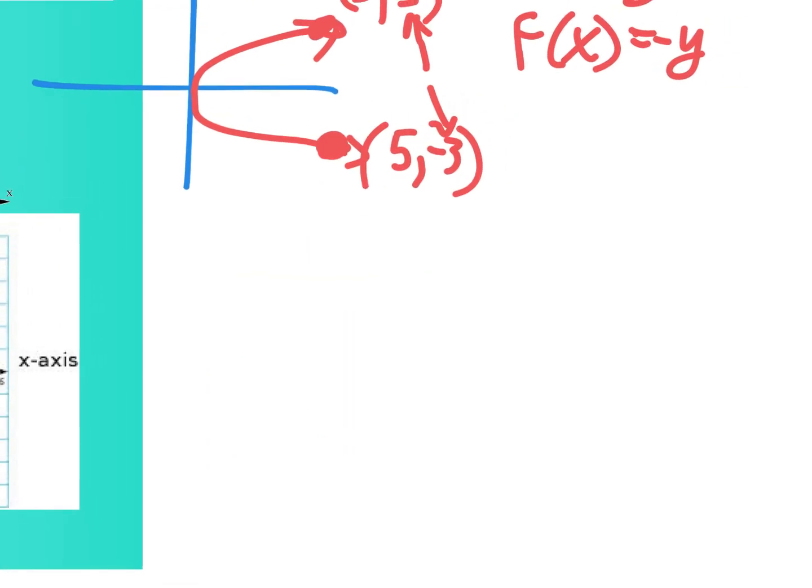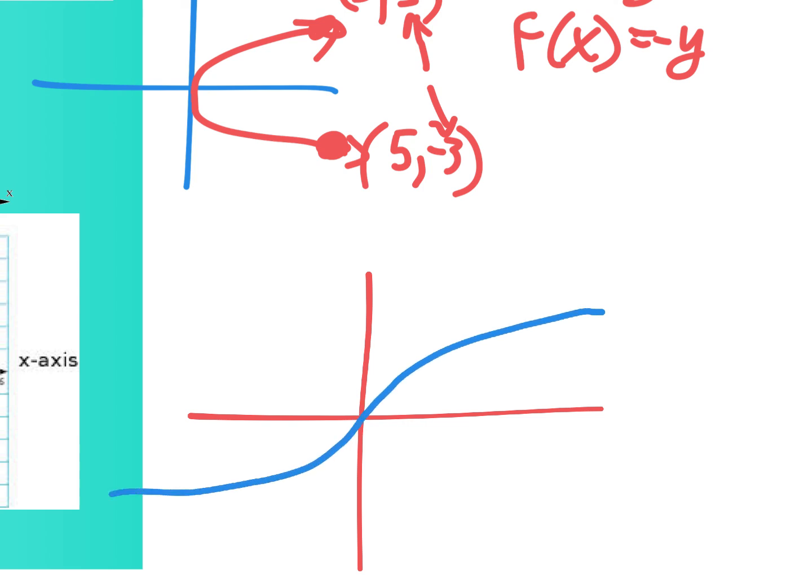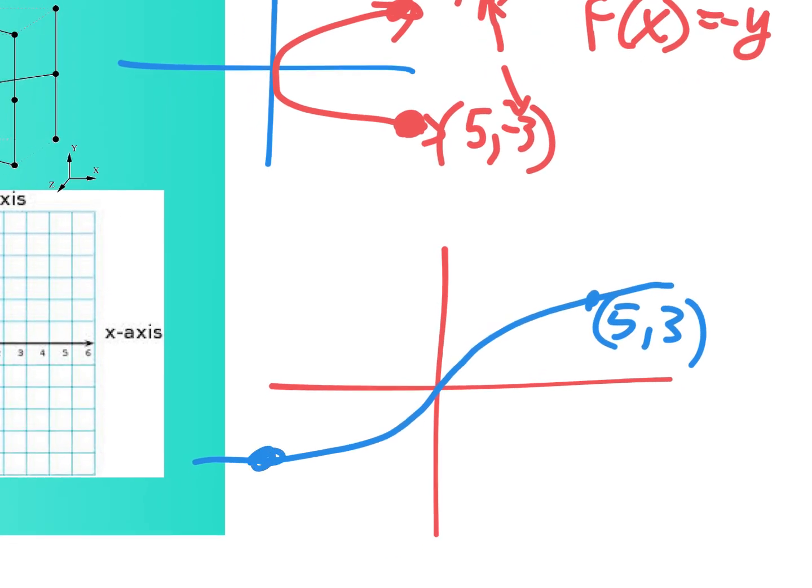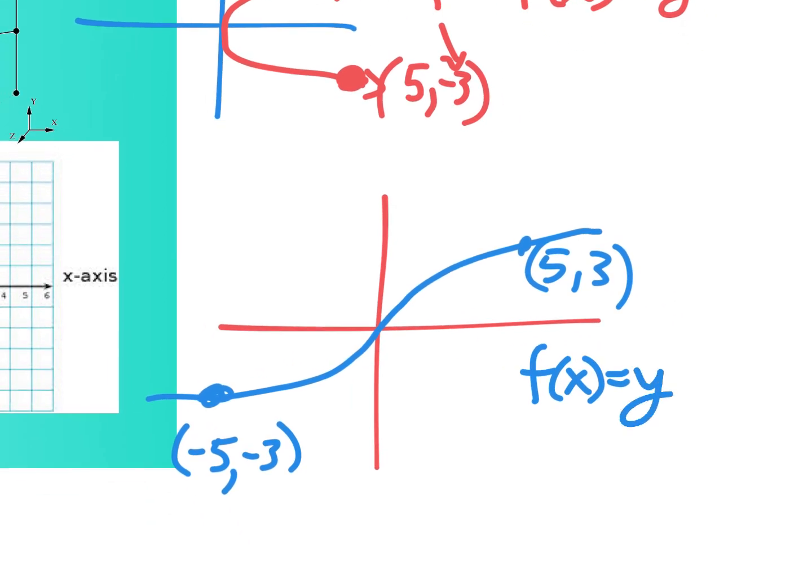And the last kind of test is if it's got origin symmetry like this, and you had the point 5 comma 3 on it, what would have to be down here? Negative 5, negative 3. So then this is like f of x equals y. You got your point x y, you stick in an x, you get a y. But when you stick in negative x, you get negative y. Okay.